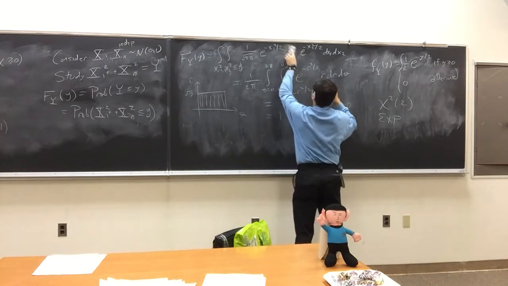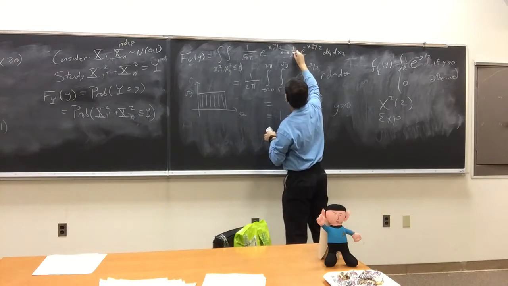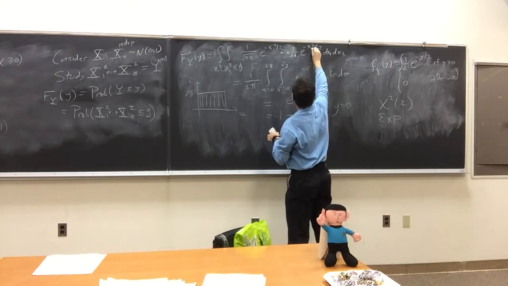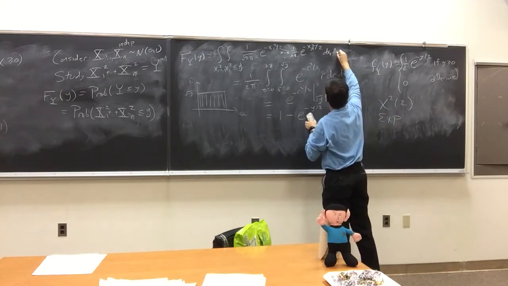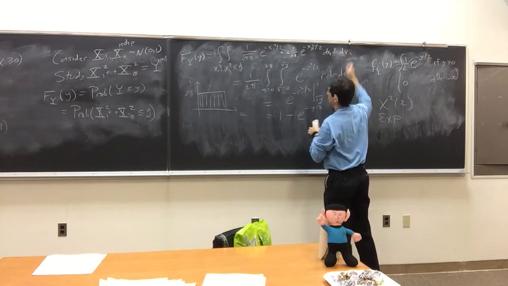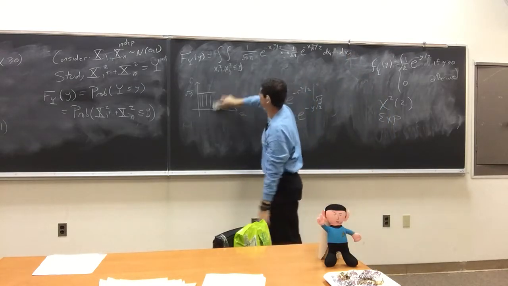And I'll have here times dot dot dot times 1 over square root of 2 pi e to the negative xn squared dx1 dot dot dot dxn. All right. And at this time, I'm going to have to now start doing some work again.